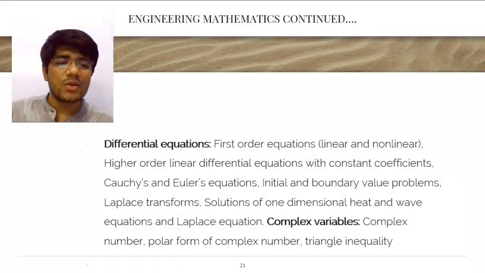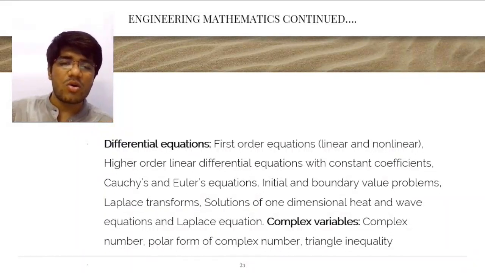Then come to differential equation and complex variable. Complex variable has been cut short into a very small topic, means now only 1 or 2 pages, only 1 or 2 topics are left: complex number, polar form and triangle inequality. Don't go into any other topic. The syllabus has been reduced to very little. These are the only 3 topics which come in GATE.